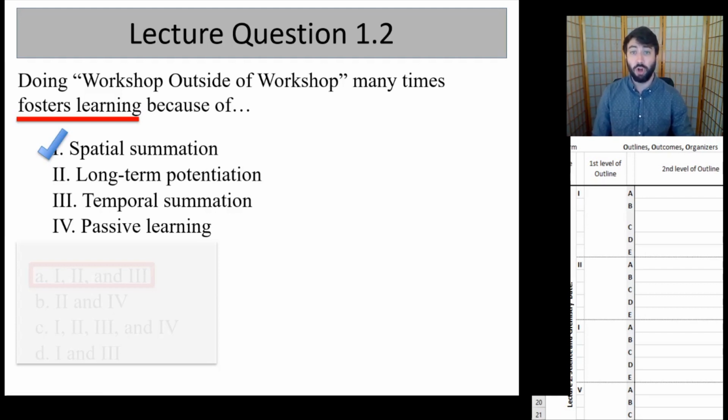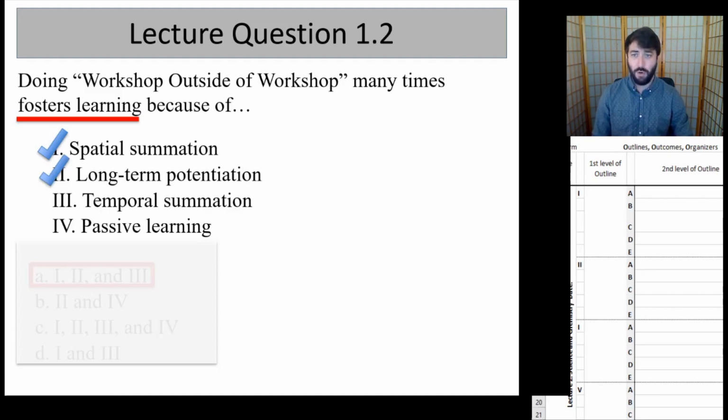Okay, what about long-term potentiation, number 2? Well, that's definitely critical to learning. After all, it is the process of reinforcing new memories by retrieving and encoding those memories, retrieving from the long-term memory and then encoding them back into the long-term memory. So retrieving from long-term into short-term, encoding from short-term into long-term. So I think it's, well, not probably, it's definitely involved in fostering learning, right?